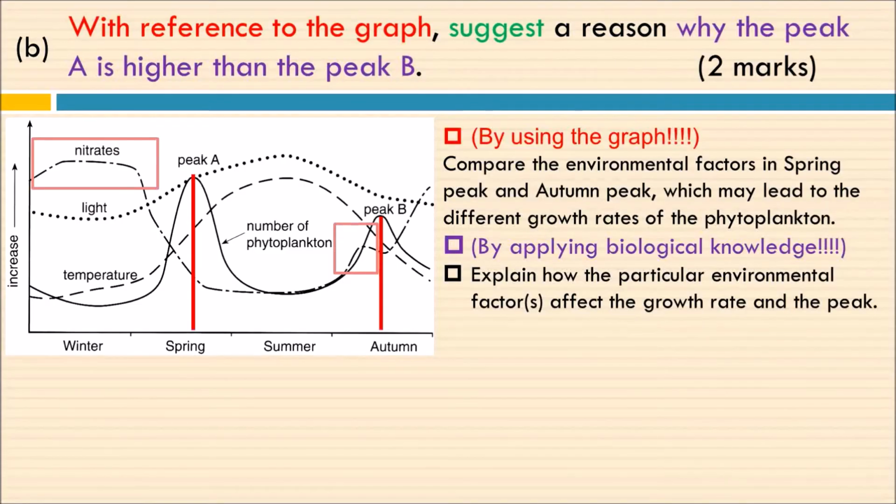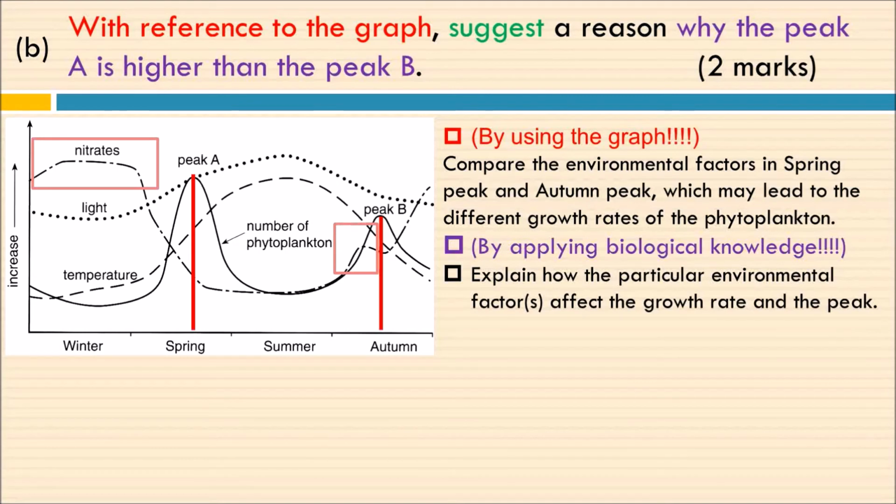In part B, we have to use the graph and explain why the peak A is higher than the peak B. Remember, we have to explain the phenomenon based on the graph. What we shall do is to compare the environmental factors in different seasons, and we use the environmental factor to explain how this factor leads to the higher peak in spring than in autumn.